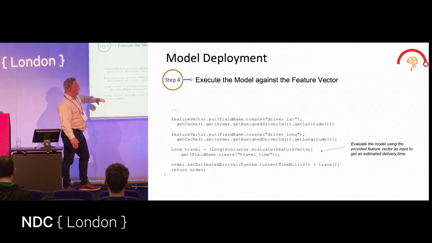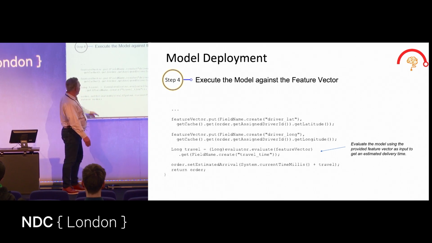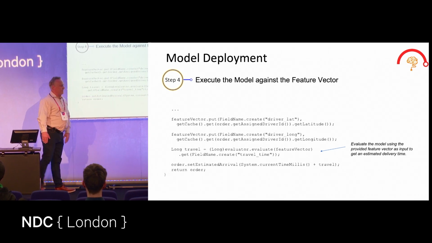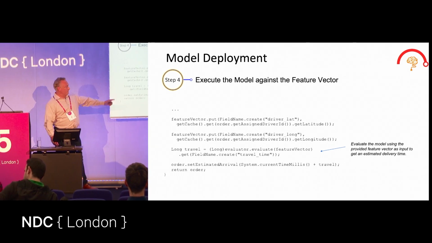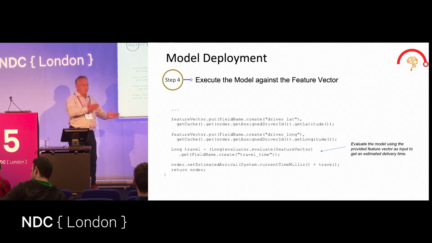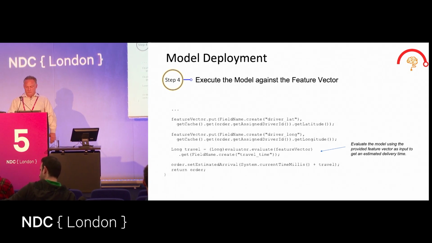That's it. You say, okay, evaluator, which I've already initialized, evaluate this feature vector that I just populated, and return to me the travel time of that predictor, and then I'll update. This is my estimated time: where I am, current time right now, plus the travel time you estimate, and that's it. That's all you have to do.